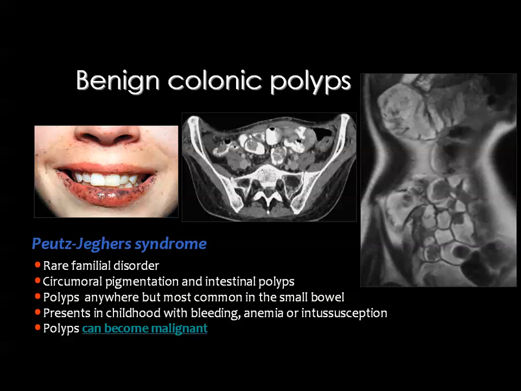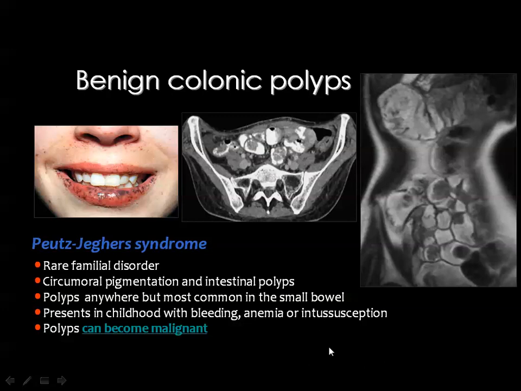entailing the presence of too many polyps along the gastrointestinal tract, commonly in the small bowel. And one of the diagnostic criteria is the presence of the classic circumoral and mucosal pigmentation, and also the pigmentation of the fingers and toes. Intestinal polyps are found anywhere, most commonly in the small bowel. This is a reconstructed image showing multiple small bowel polyps, and also seen in the axial CT image as well.